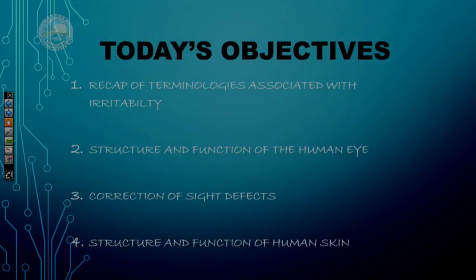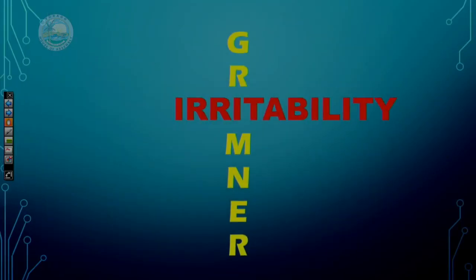So today's objectives, we want to recap terminologies associated with irritability. We want to look at the structure and function of the human eye, correction of sight defects, and finally the structure and function of the human skin. Once you have done any biology at all, you should be familiar with the term irritability, and we will be looking at the eye for irritability for today.